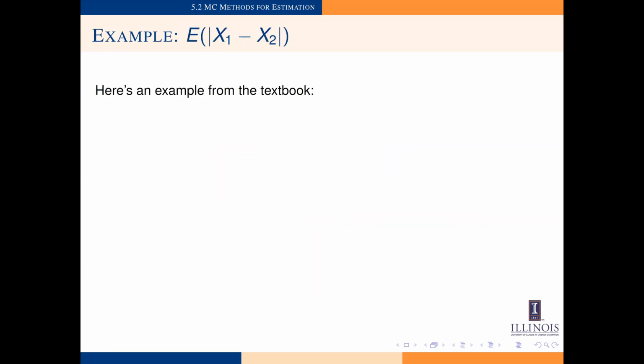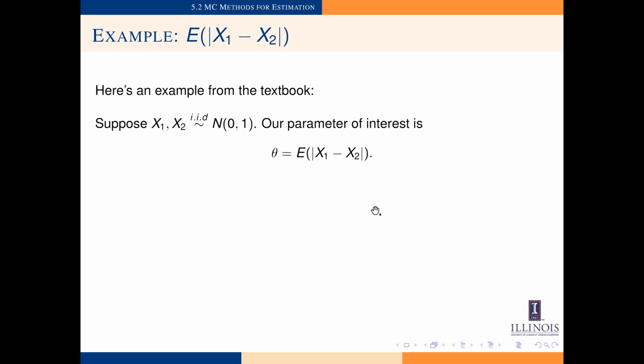Let's see an example that's more concrete. So suppose that we are interested in the expectation of a function applied to two random samples. So the expectation of the absolute value of x1 minus x2. So this is an example from the textbook. Suppose our x1 and x2 are independent and identically distributed size 2 random samples from the standard normal distribution. This means that x1 follows the standard normal and so does x2, and they are independent. So our parameter of interest is theta, which is equal to the expectation of the absolute value of their differences.